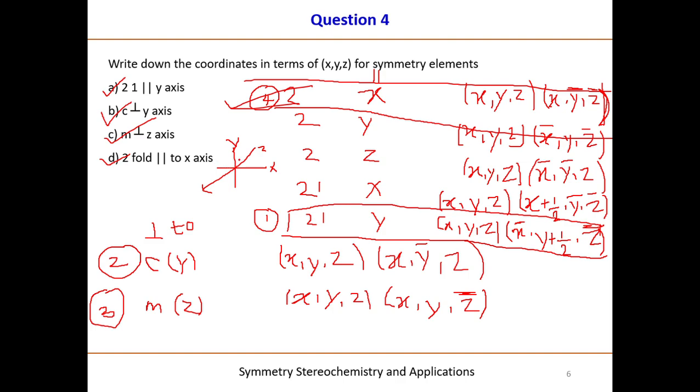Now while talking about the fourth one, the two-fold axis parallel to x axis. Here you can see that a two-fold axis, that means a C2 axis, is parallel to x axis. If it is parallel to x axis, it will cut only the yz plane. Only y and z are going to change. That's why we have written here x, comma, y bar and z bar. So you can imagine in 3D also, and try by yourself. And if you are not getting the correct answer or have any difficulty, we can discuss on YouTube also.